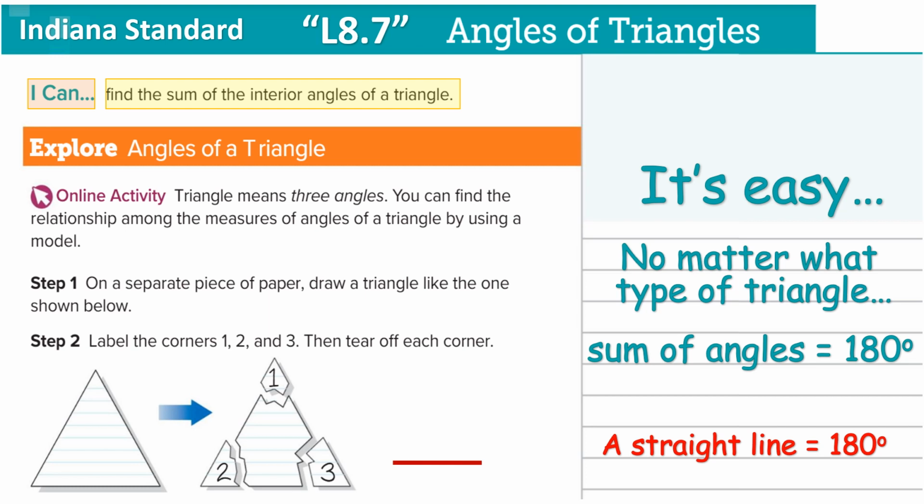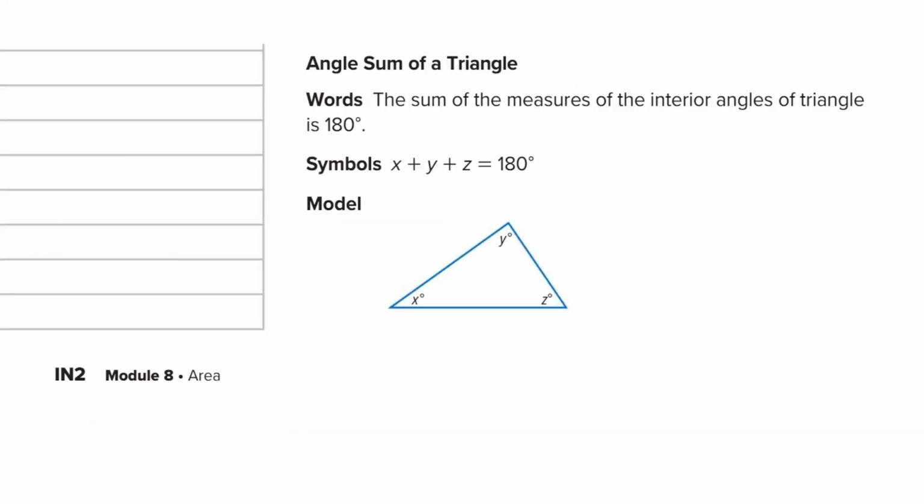If a straight line is 180 degrees, and I cut this triangle's corners all apart and then stack them together, I will see that they can come together and make a straight line. So that's why the three angles of a triangle will always equal 180 degrees, because no matter what size the triangle is or what type of triangle it is, I can put them all together and make a straight line. So keep in mind, straight lines are 180 degrees, interior angles of triangles are 180 degrees. So when I'm given the triangle, I know that all three angles added together have to equal 180 degrees.